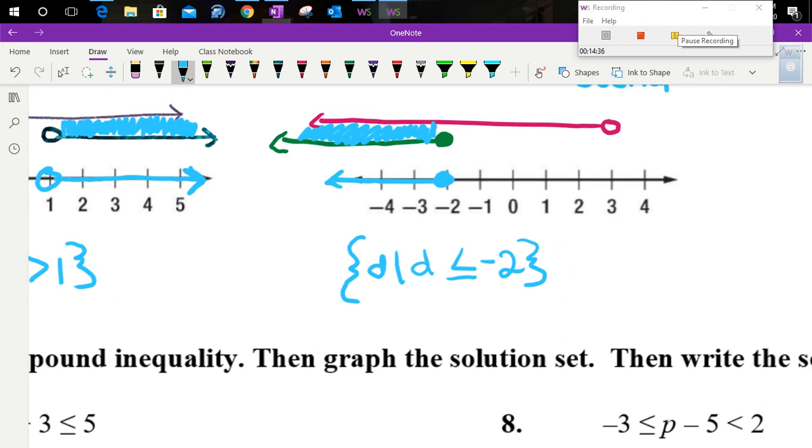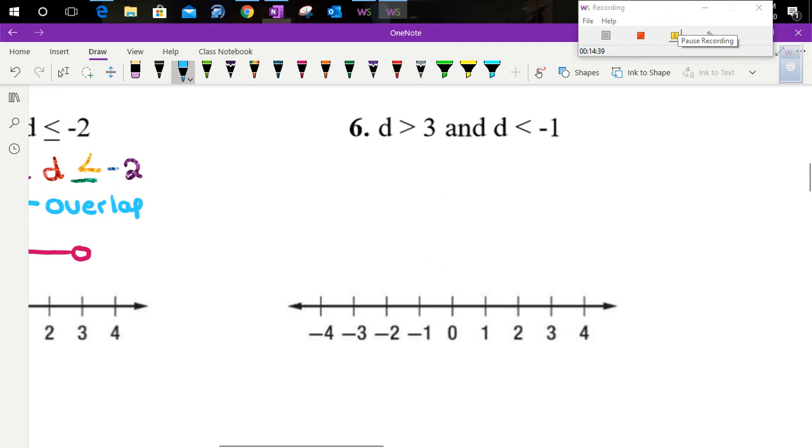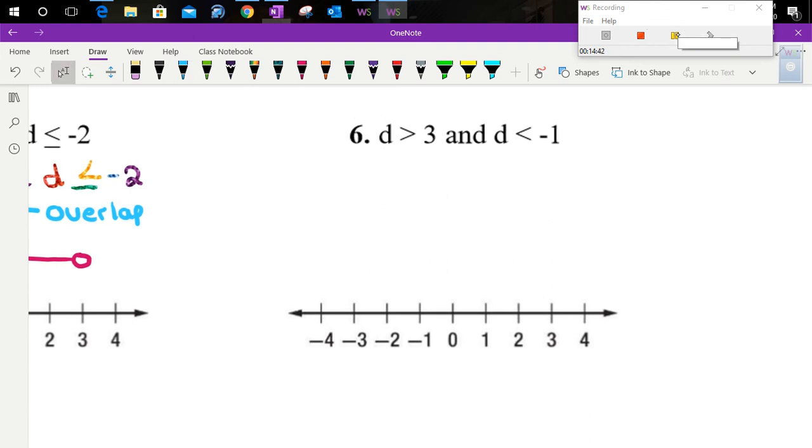All right, last one we'll take a look at, and then we'll have you do some problems on your own. This one, again, the first thing I've looked at is I've made sure that these are both written in the correct order with the variable being first. So now I can graph this one. D is greater than 3. So I'm going to come down here, put an open circle, and a line going to the right, and then I'm going to come down here and graph this one here.